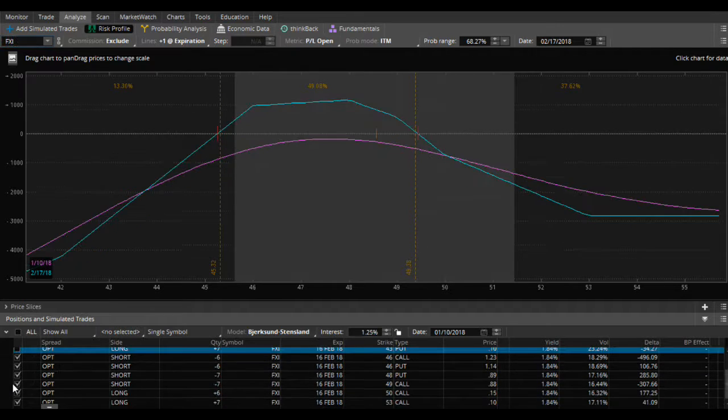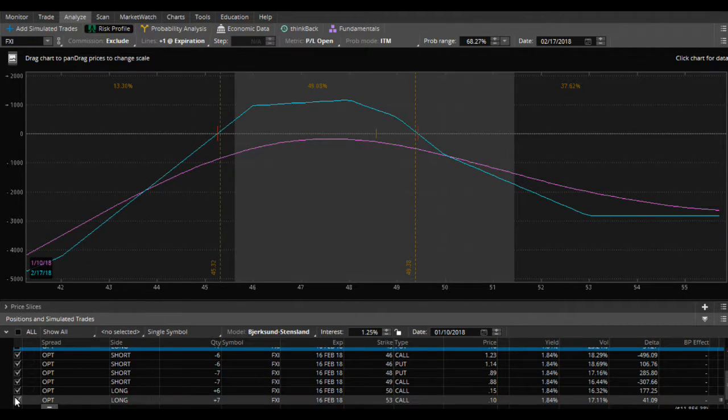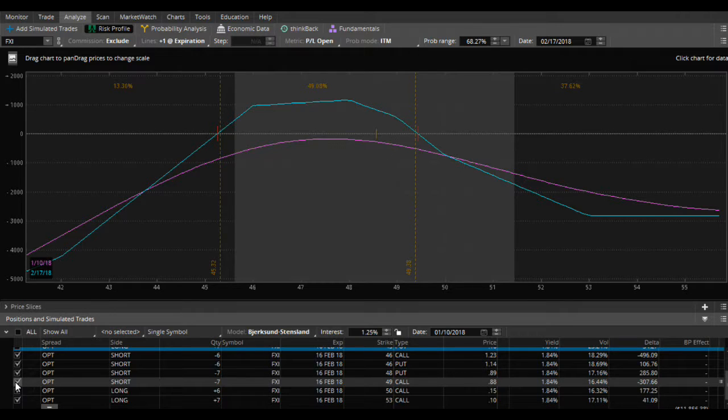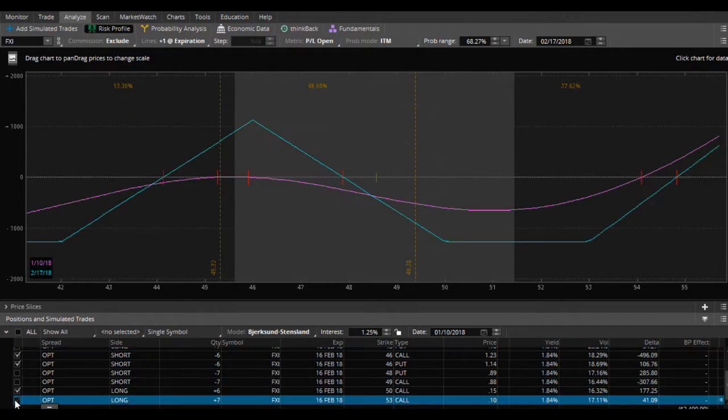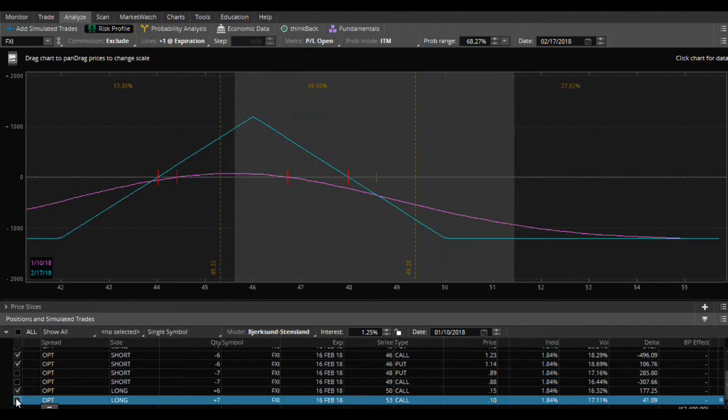Let's very quickly take off the most recent position here. We had 7 of those that we traded. This is what the position looks like without our most recent position. Break even is right here, and we were well past our break even.